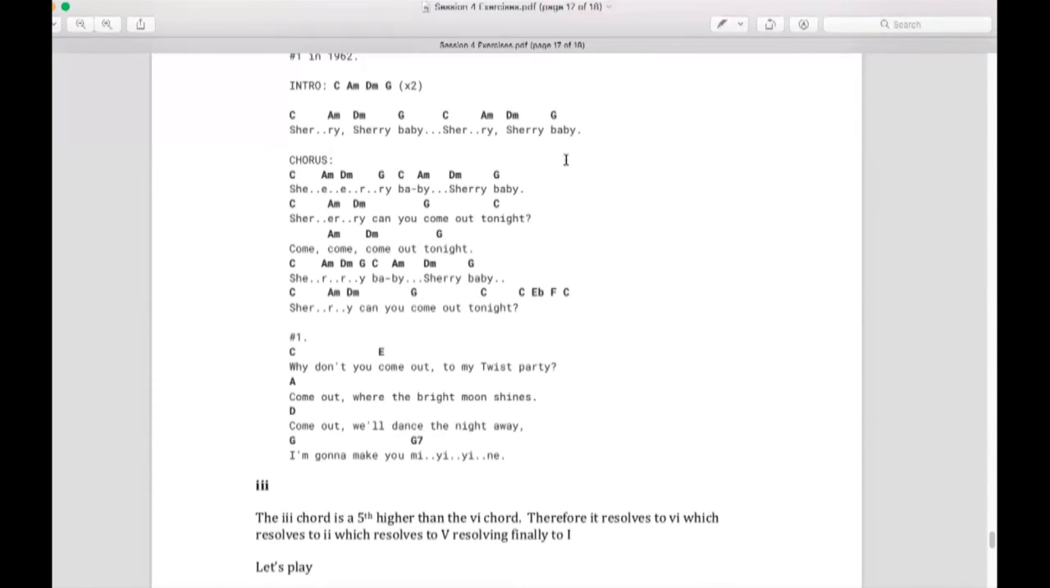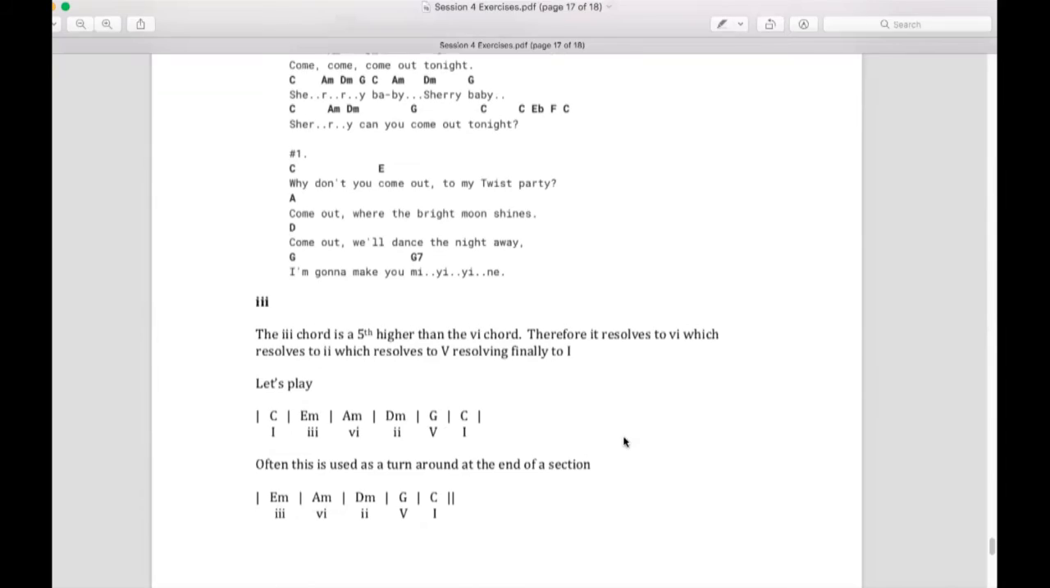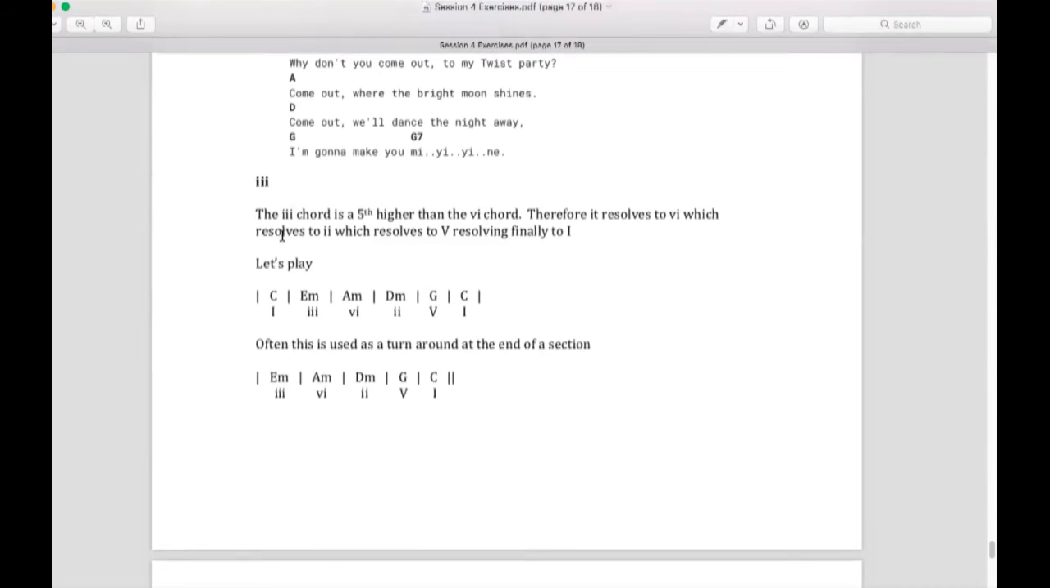And I'm just gonna stop there. I have some other little notes here. The 3 chord is 5th higher than the 6 chord. So 3 tends to go to 6, tends to go to 2, goes to 5, goes to 1. I couldn't find any songs that use the whole progression here, but I know that this 3, 6, 2, 5, 1 is often used as a turnaround.